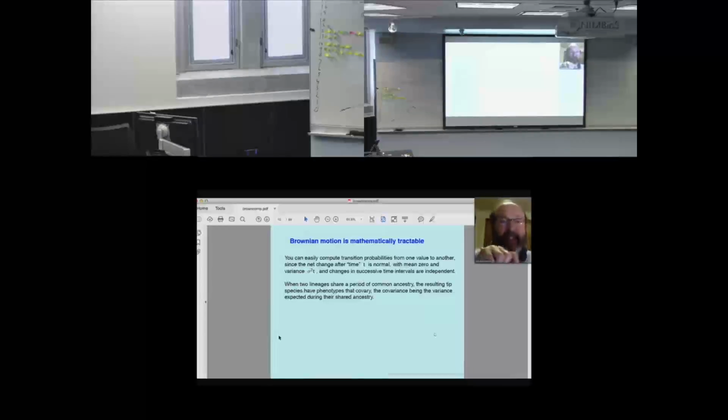And the result is that the net probability of change on a branch is drawn from a normal distribution with a variance proportional to the length of the branch of the tree. So everything works out nicely, and you get normal distributions for the change on individual branches of the tree, and then you can put all of that together.